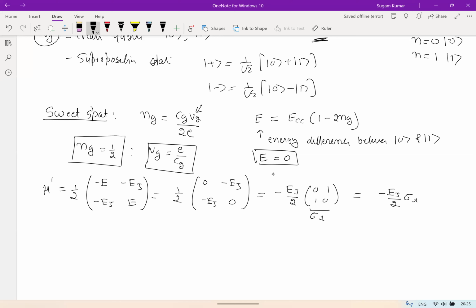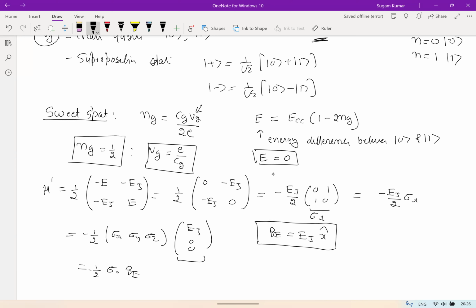So you can see that I can write it this way also, minus 1/2 times sigma x, sigma y, sigma z dotted with the vector (E_J, 0, 0). This is what is called sigma dot B_E. So you can see that B_E simply becomes what? E_J into x cap. Agree, everybody?